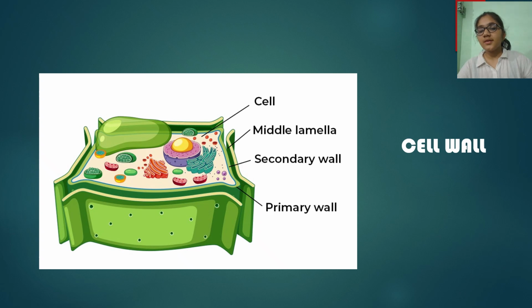Cell wall. This is the diagram. ये क्या diagram है cell wall का? This is the cell. Then this is the middle lamella. Then this is the secondary wall and this is the primary wall.